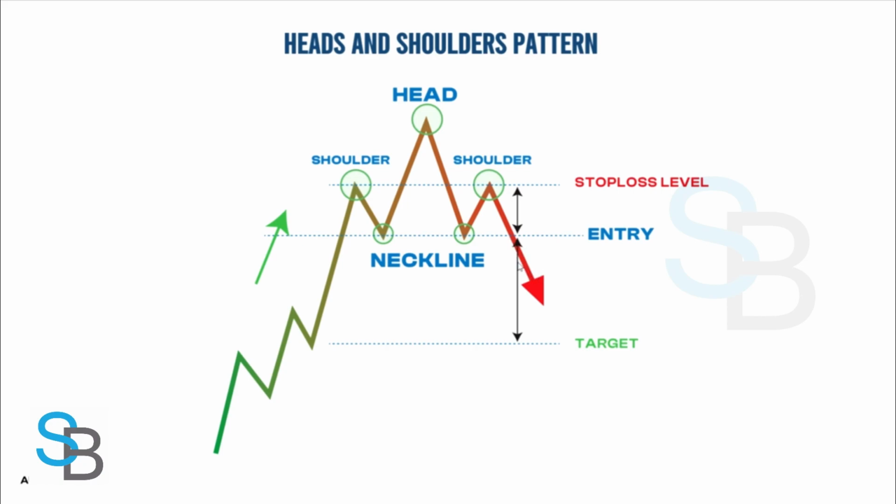Now, when it breaks this level, we then look to enter here and make a profit that is approximately the size of this level. We are going to target the last low, that's this low here, and our stop loss level will be around here. So that's how to trade the heads and shoulder pattern.